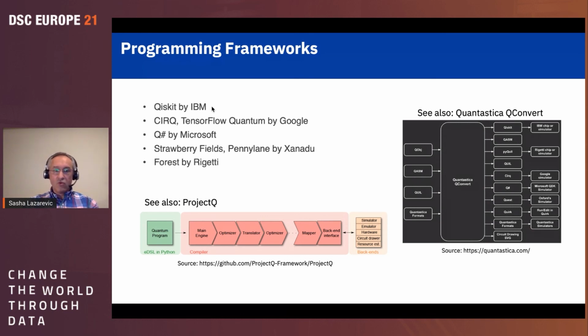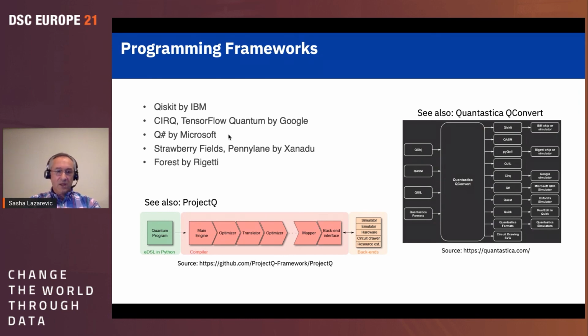Google is producing Cirq and TensorFlow Quantum. TensorFlow Quantum is for people who know TensorFlow, so they can integrate quantum instructions with TensorFlow. Q Sharp by Microsoft: I have a friend who really likes this Q Sharp. He says Microsoft is a company that knows how to develop software, and Q Sharp can really be used to develop productive software. You can use Visual Studio to develop these codes.